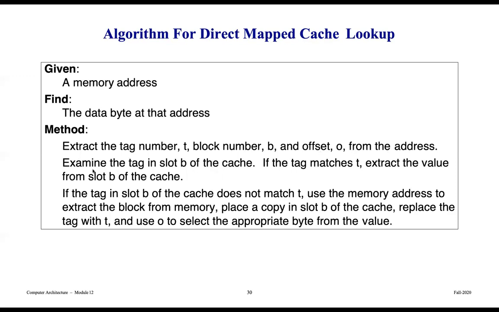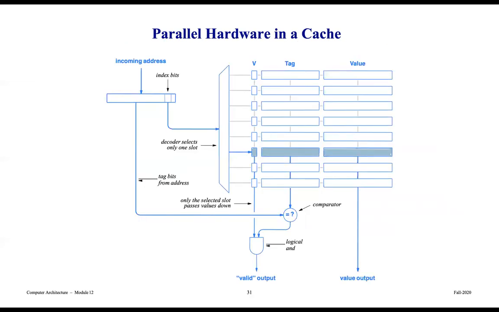We determine the tag in slot B of the cache. If the tag matches T, extract that value from slot B of the cache. If the tag in slot B of the cache does not match, we use the memory address to extract a block from the memory, place a copy in slot B of the cache, replace the tag with T, and use O to select the appropriate byte from the value. So that's a high-level pseudocode just to explain how that would work.